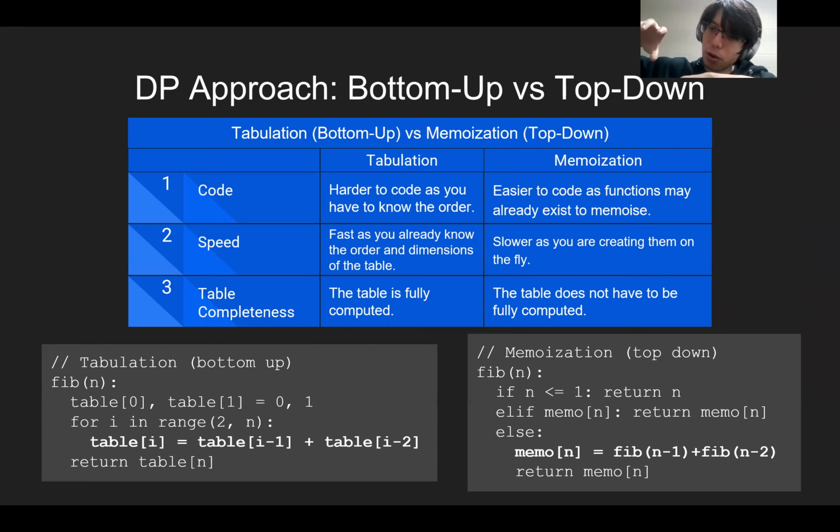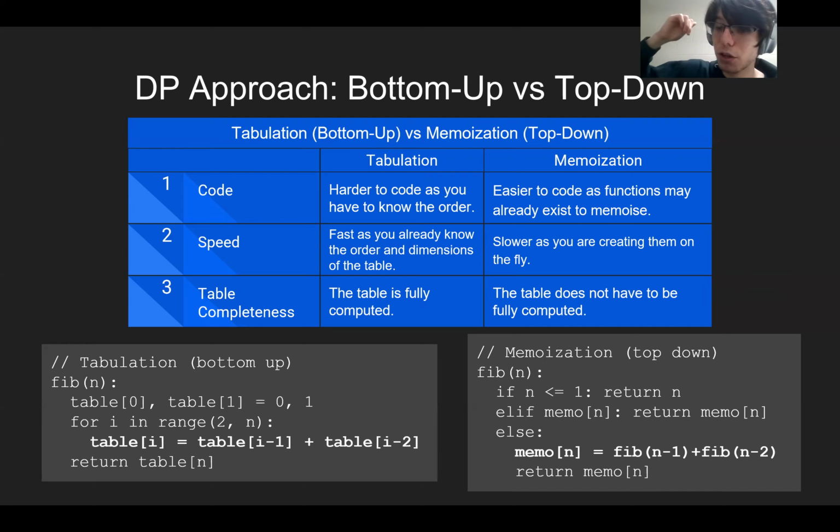Anytime I'm calling something smaller, like Fibonacci of n minus 1 or Fibonacci of n minus 2, I'm guaranteed it's already solved. So that's why it tends to be a little bit faster. Memoization, on the other hand: if n is less than or equal to 1, you return n. I think memoization is a little easier to code and makes more sense.